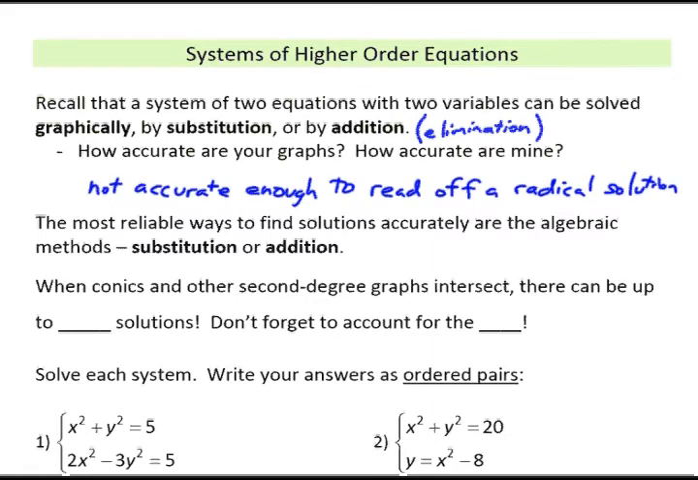That leaves us 2 ways. You can use substitution, you can use addition. Either way works. Remember, from the graphic on the other page, we know that we can have up to 4 solutions. Those usually happen when you square root both sides and have a plus or minus.